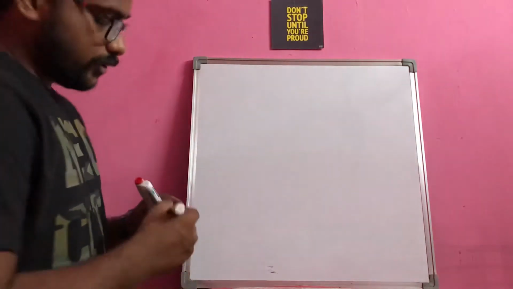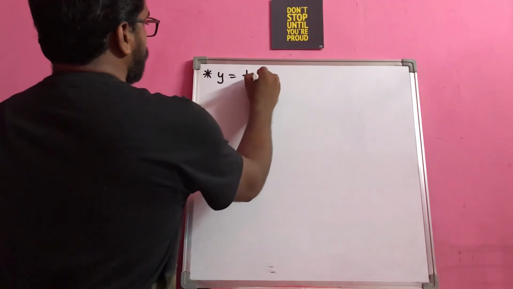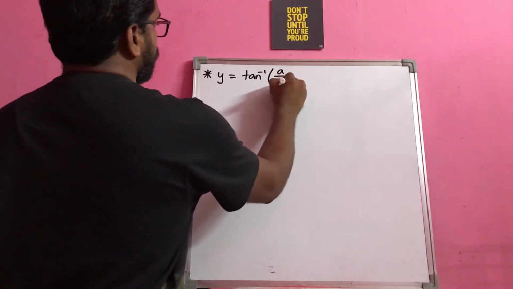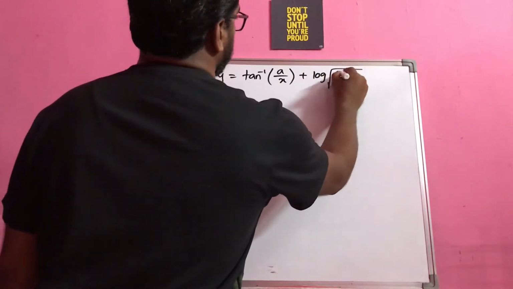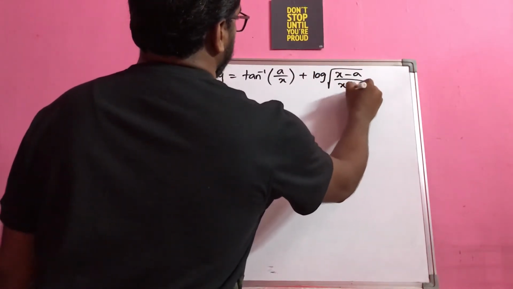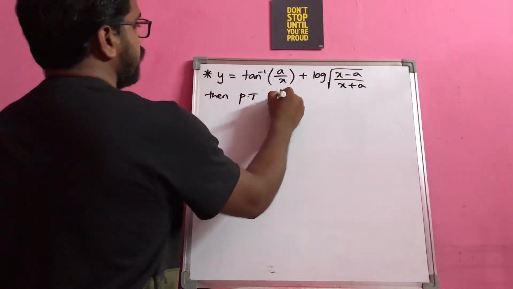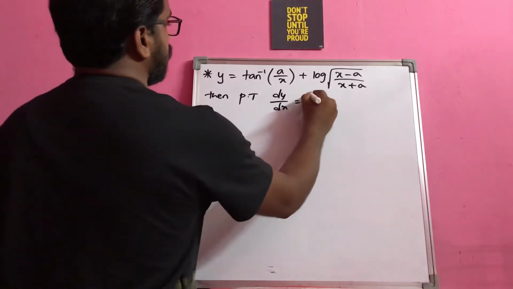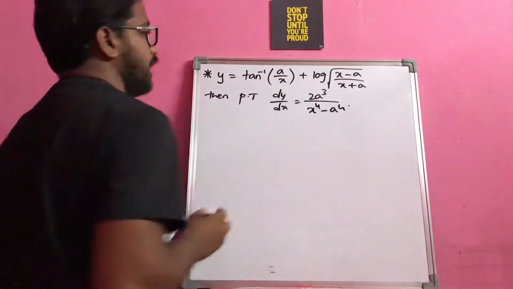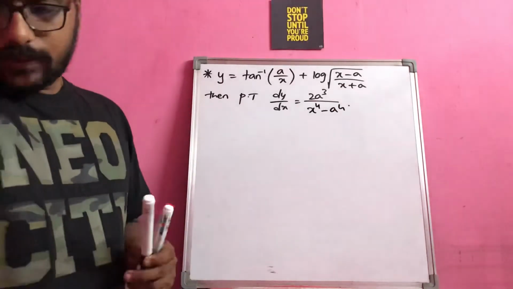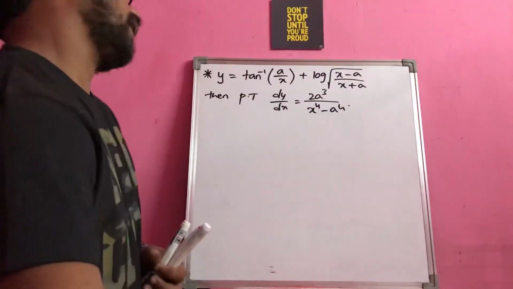So let us take down this question first. Let us start with the simple one. Y is equal to tan inverse of a by x plus log root over x minus a by x plus a. Then prove that dy by dx is equal to 2a cube by x power 4 minus a power 4.